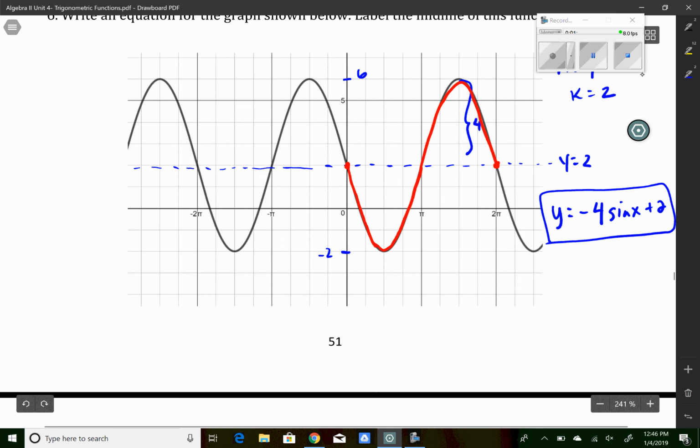The only reason why I'm making it negative is because it starts by going down. If it started by going up like this and then turned and came back down like that, then I would have done a positive.